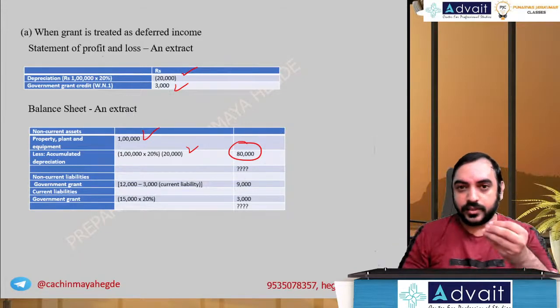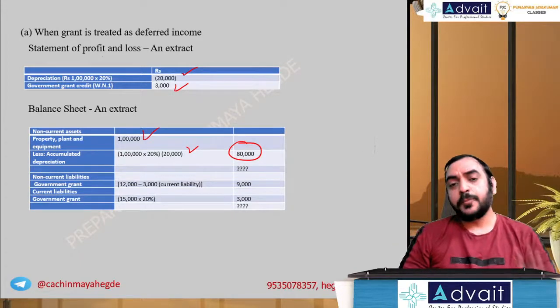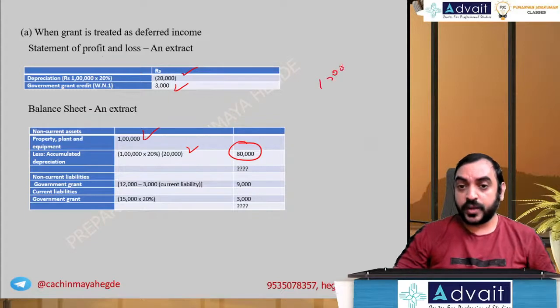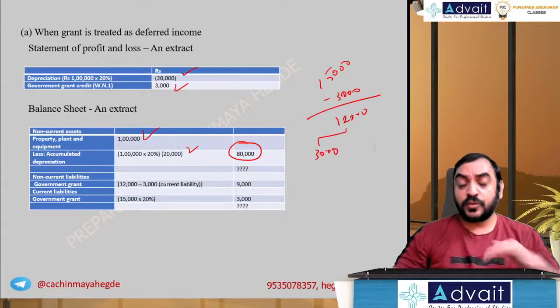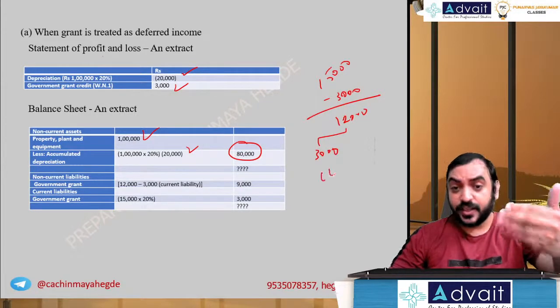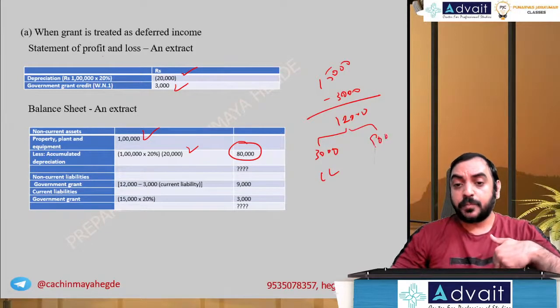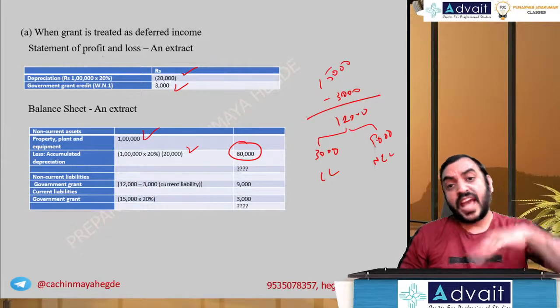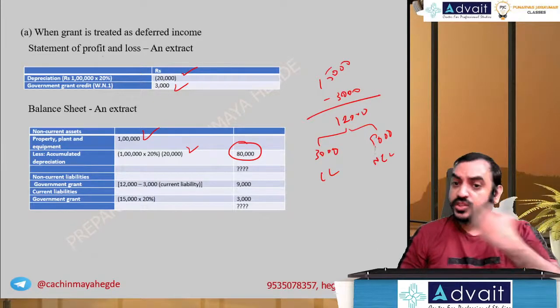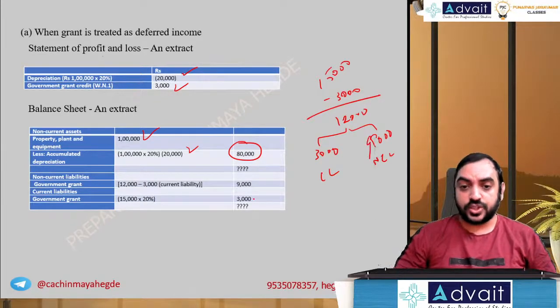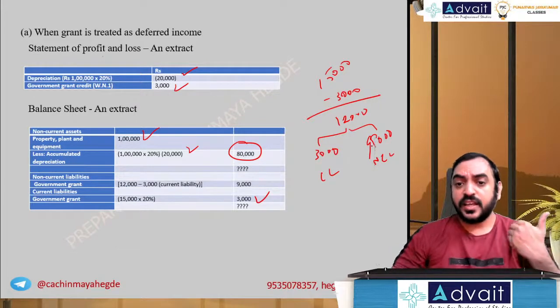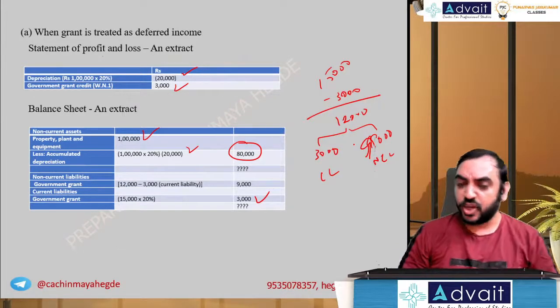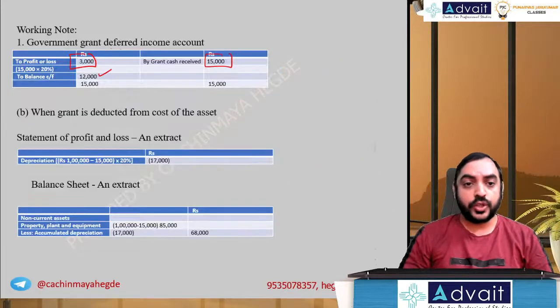Sorry, let me explain a little bit differently. 15,000 was the government grant, 3,000 was amortized, balance was 12,000. Out of 12,000, 3,000 will be amortized in the immediate next year, which is under current liability. Balance 9,000, which is going to be reversed after next year, so beyond 12 months, non-current liability. So 3,000 is shown as current liability government grant, 9,000 is shown as non-current liability government grant. That's the exact balance sheet for you.